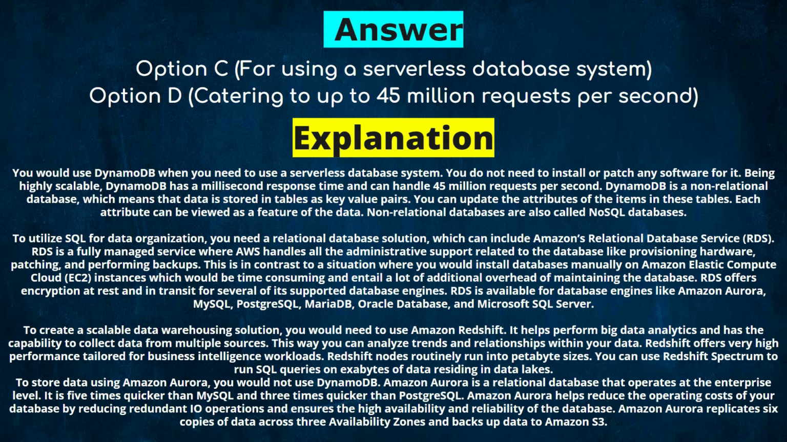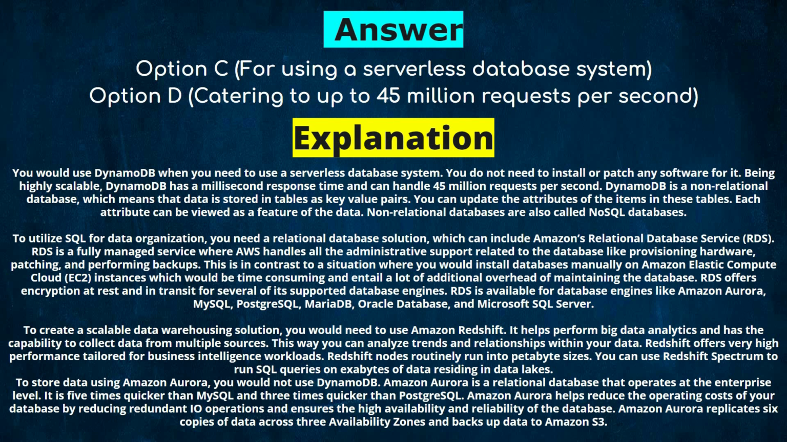To create a scalable data warehousing solution, you would need to use Amazon Redshift. It helps perform big data analytics and has the capability to collect data from multiple sources. This way, you can analyze trends and relationships with your data. Redshift offers very high performance tailored for business intelligence workloads. Redshift nodes routinely run into petabyte sizes. You can use Redshift Spectrum to run SQL queries on exabytes of data residing in data lakes.